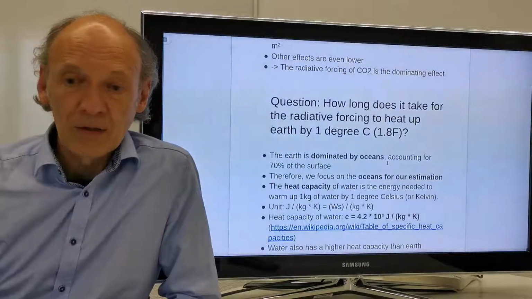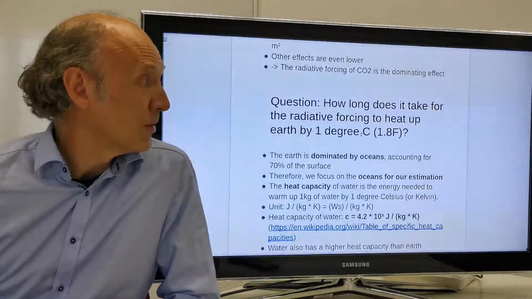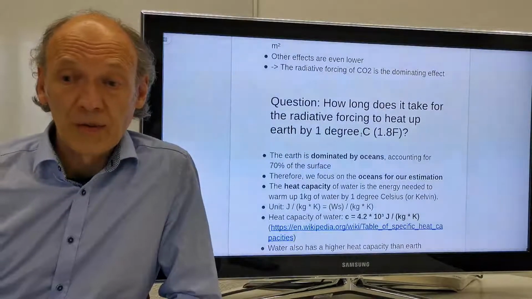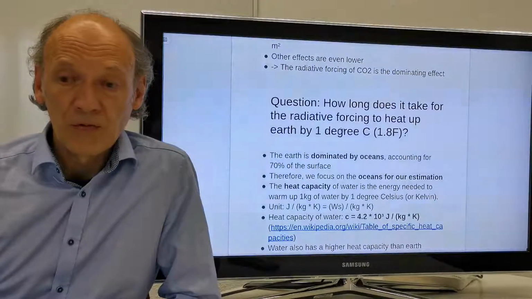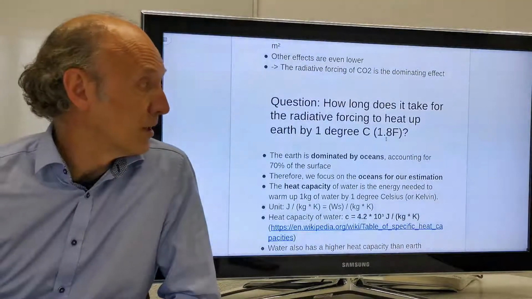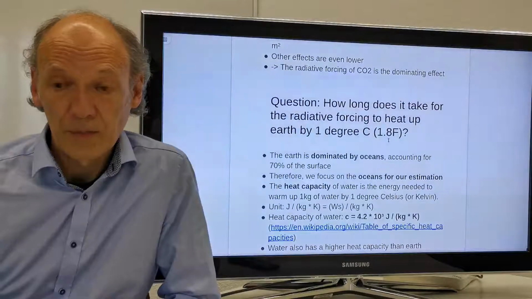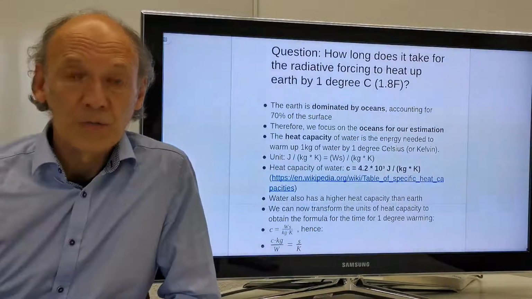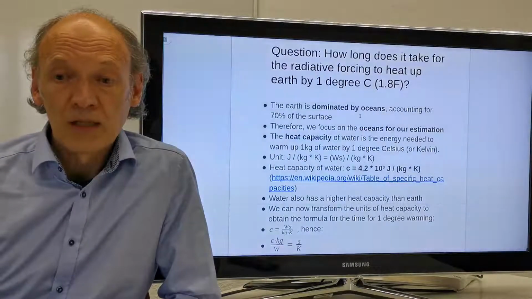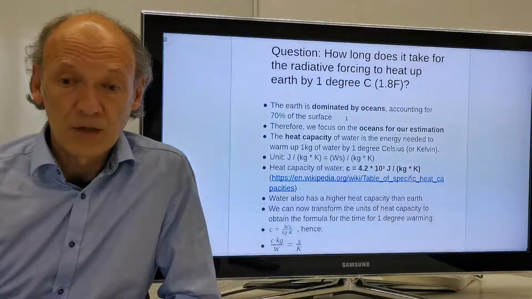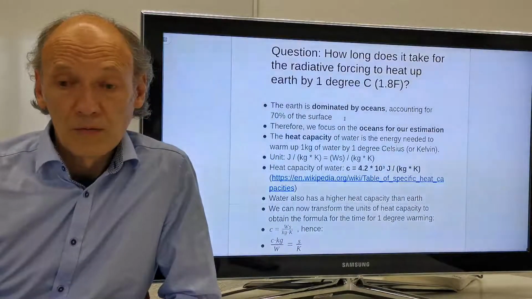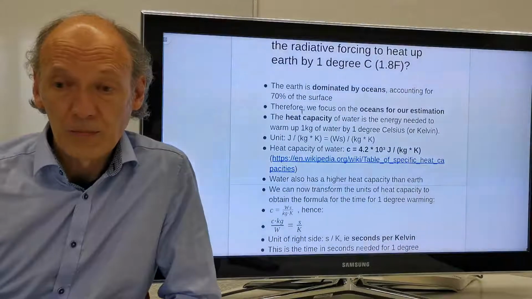Then we can take this power that we now obtained and use it to answer the question: how long does it take for the radiative forcing to heat up Earth by 1 degree Celsius, which is 1.8 degrees Fahrenheit? Again, for our estimation, we take the dominating effects, and Earth is dominated by oceans, which cover about 70% of the surface. So we concentrate on this part.